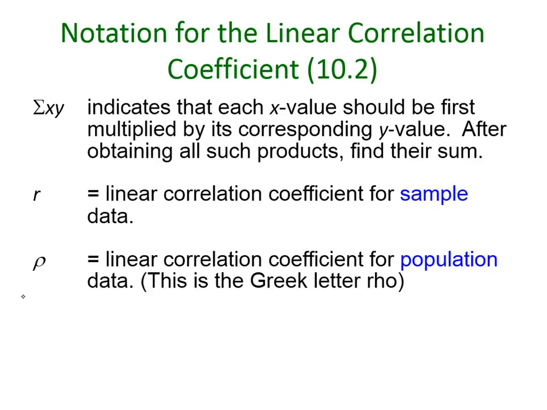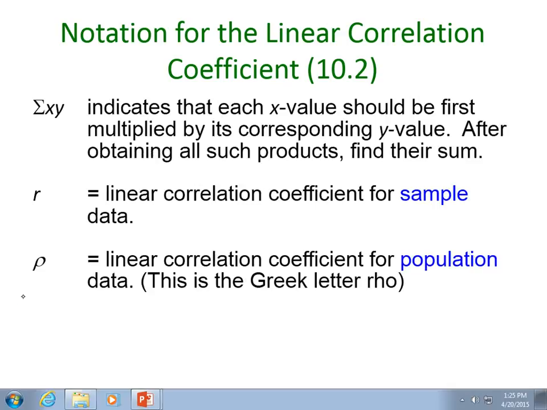Sum of xy means you're going to multiply your x and y's together first and add all of those. R is your linear correlation coefficient for your sample data. Rho is your linear correlation coefficient for the population. So this is the Greek letter rho. It looks very similar to P, just a little bit more scripty looking. So this is rho versus R, which is for your sample.